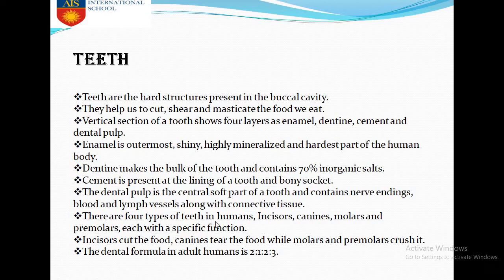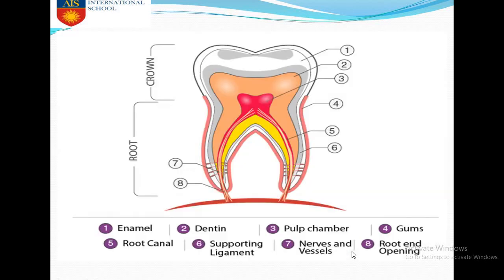And I have already told you about the 4 types of teeth: incisors, canines, molars and premolars, and their function. So what is the incisor? Incisors cut the food, canines tear the food, while premolars and molars grind and crush the food. And what is the dental formula? 2, 1, 2, 3. And in case of temporary teeth, it will be 2, 1, 2, 0, because in their case molars are absent.